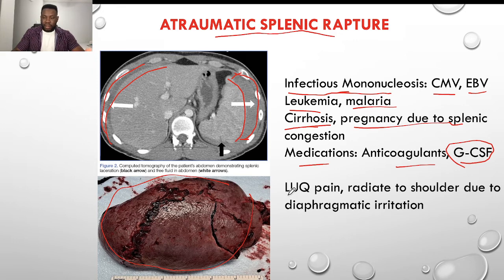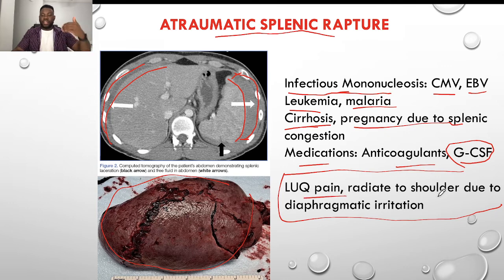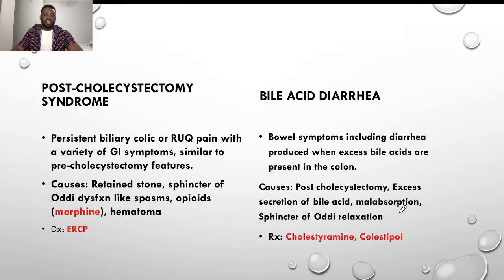Next, this is a typical presentation. They are going to present with left upper quadrant abdominal pain that radiates to the shoulder, because of the diaphragmatic irritation. When they bleed into the abdomen, the blood is going to irritate the left side of the diaphragm and radiate to the left shoulder, and they'll have signs of hypotension, and that should raise a high suspicion for this.